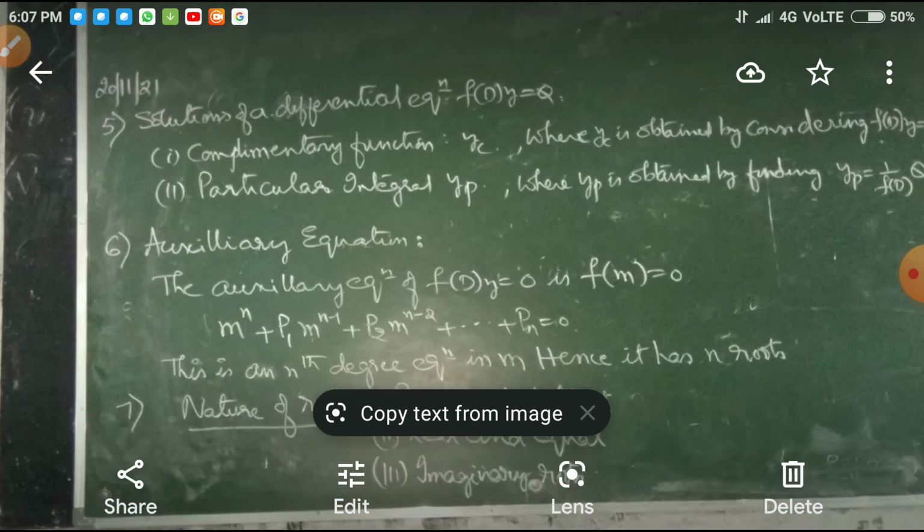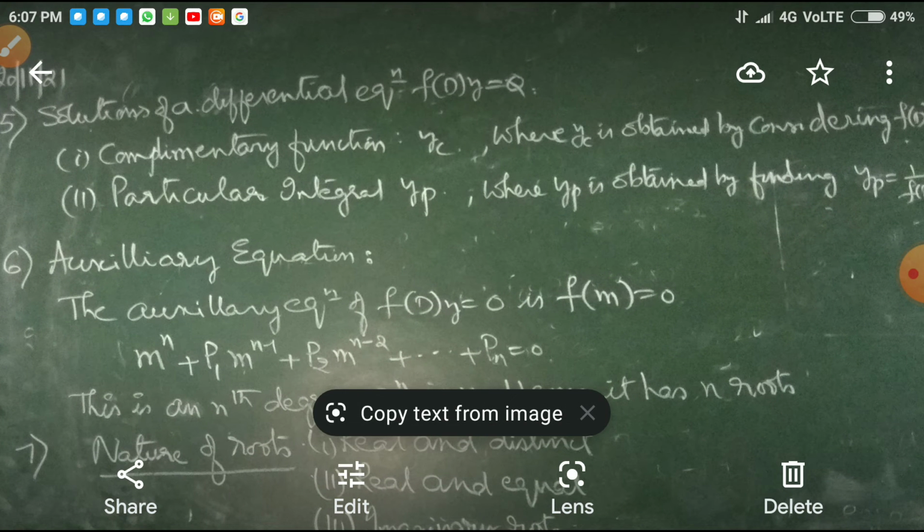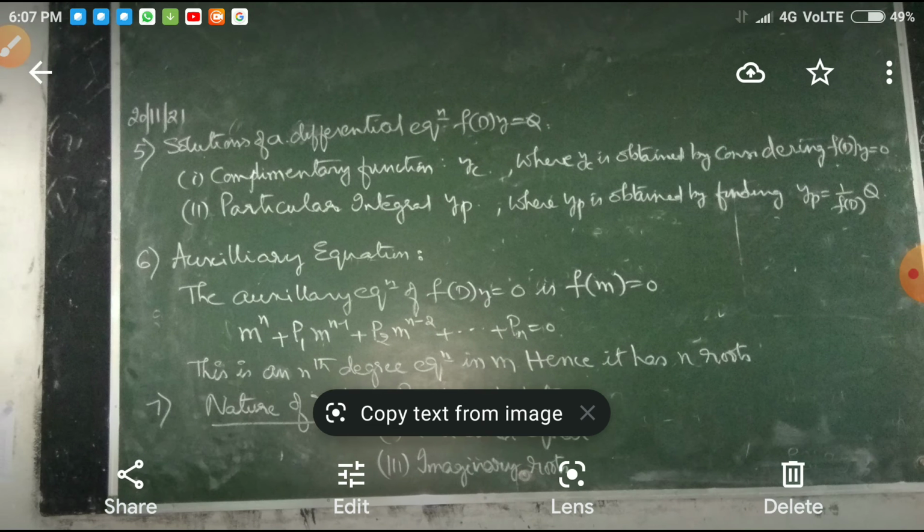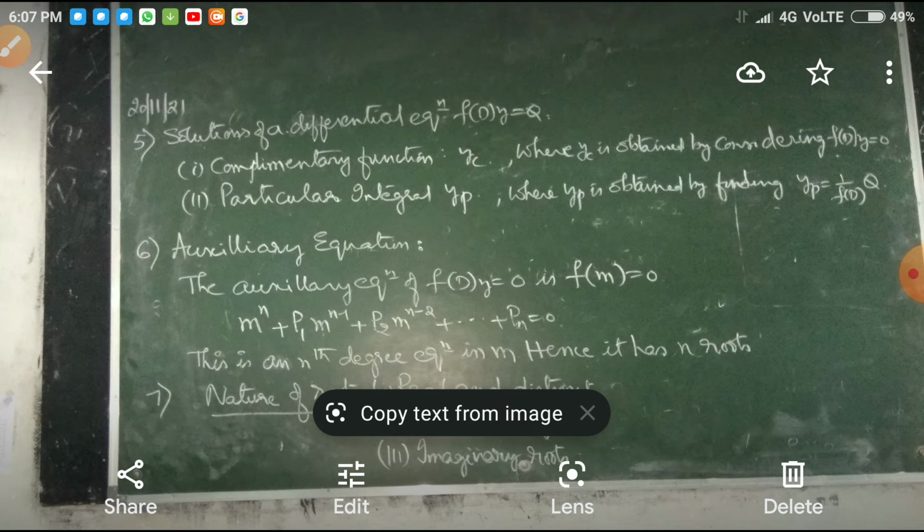The solution of a differential equation f of D operating on y equal to q has two parts. Number one, the complementary function denoted by yc, where yc is obtained by considering the homogeneous equation f of D operating on y equal to 0, where the value of q becomes 0. In the second case, the particular integral yp is obtained by the inverse operator 1 by f of D operating on q.